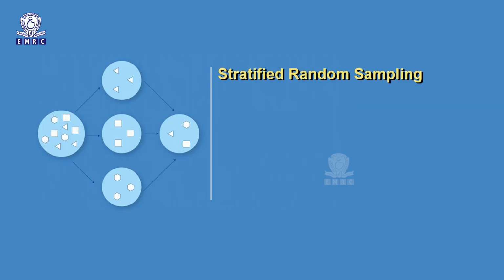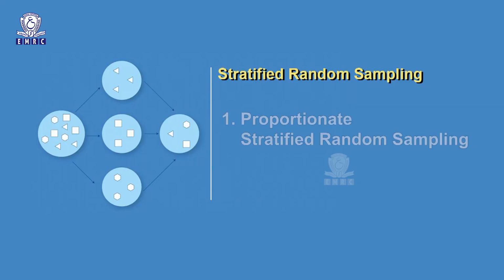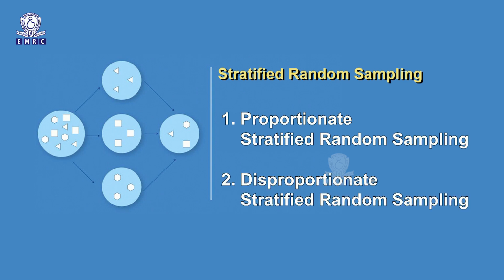All these will be sub-samples or strata. From each subgroup, the researcher may select same sample required for the study. There are two types of stratified random sampling. They are proportionate stratified random sampling and disproportionate stratified random sampling.